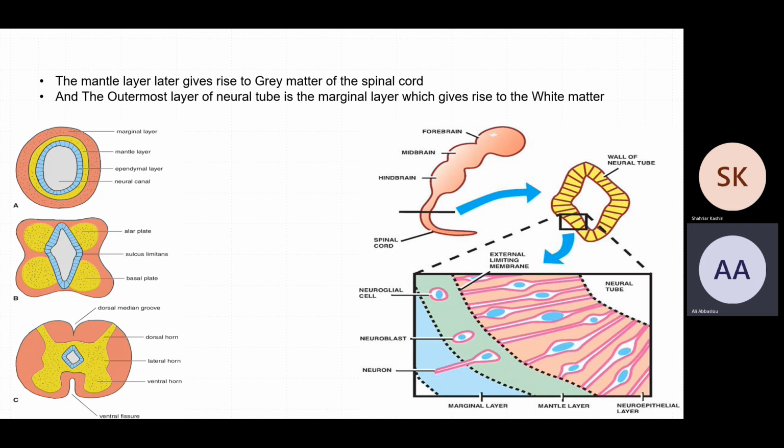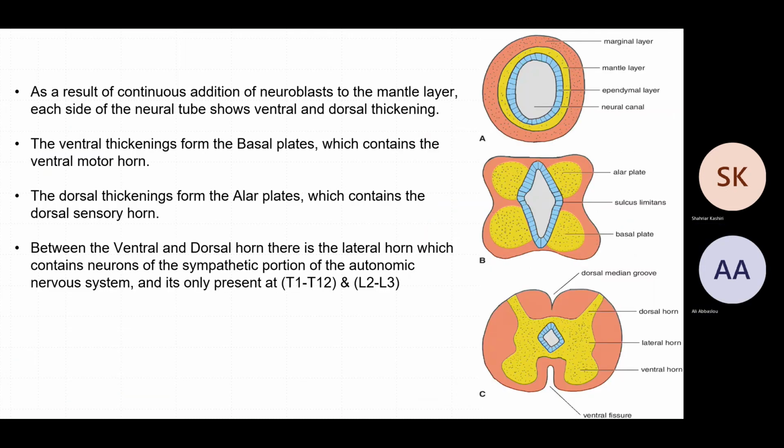And the outermost layer of this neural tube is the marginal layer, which is this blue layer, as we can see in the bottom right photo. And this will give rise to the white matter. So the mantle layer will give rise to the gray matter, and the marginal layer will give rise to the white matter. As a result of continuous addition of neuroblasts to the mantle layer, each side of the neural tube will show ventral and dorsal thickening, as we can see in the second photo.